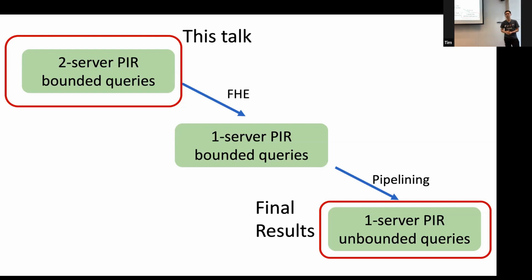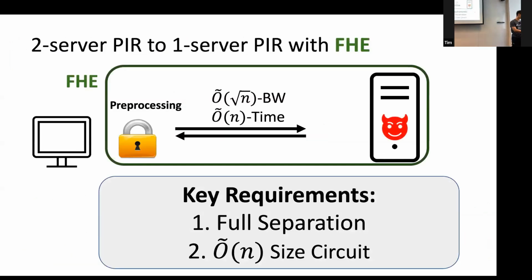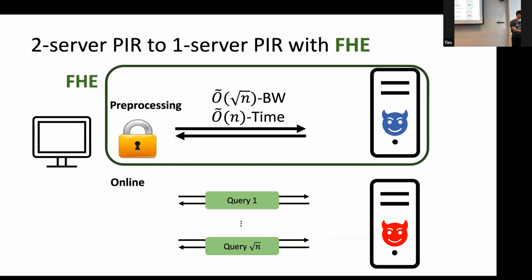Okay, go ahead. Can you explain the separated requirement again? Does it mean that only one server can be in the preprocessing? Yeah. So basically, you can see that during the preprocessing phase, we only talk to one server, and during the online phase, we only talk to another server. So this is what separated means.